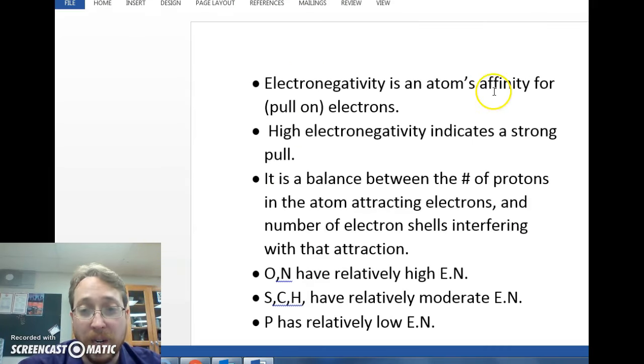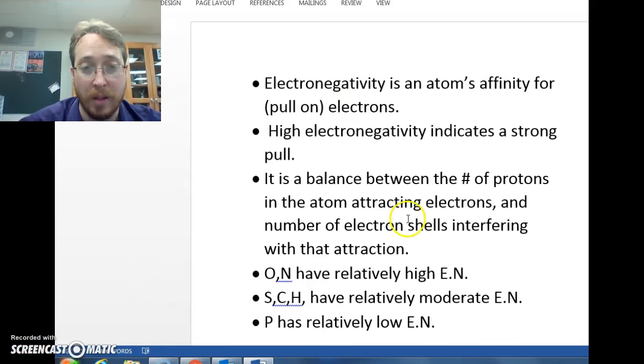Electronegativity is an atom's affinity for electrons, and affinity is just a fancy word for their pull on electrons. A high electronegativity indicates a strong pull. It is a balance between the number of protons in the atom attracting electrons and the number of electron shells interfering with the attraction. For our elements of life, oxygen and nitrogen have a high electronegativity, sulfur, carbon, and hydrogen have a moderate electronegativity, and phosphorus has a low electronegativity.